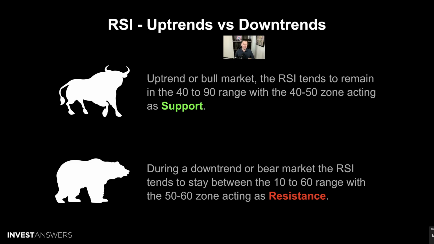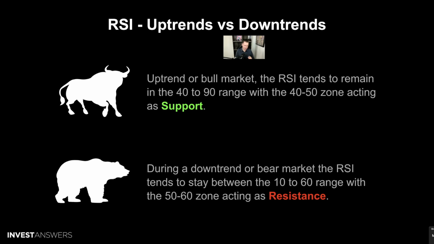Now, the opposite is also true for the downtrend. So first one we just tackled was bullish. Now on the bearish side, it's when the RSI tends to stay between 10 and 60, with 50 to 60 acting as resistance. So remember up above, 40 to 50 is support, 50 to 60 resistance.